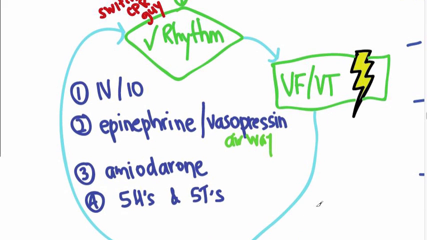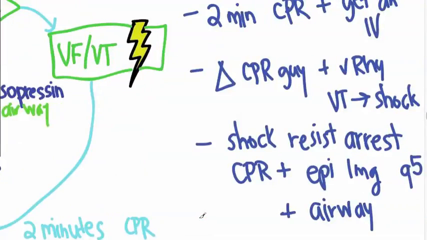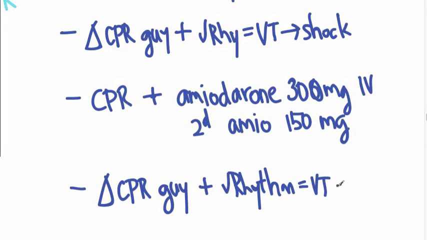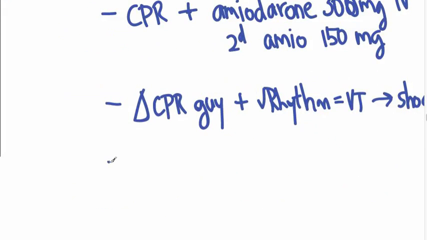So we come back here, we gave the amiodarone, and now we're back here: switch CPR guy, check rhythm, shock, and then do the 5 H's and the 5 T's. Switch CPR guy, at the same time check a rhythm. We'll say ours was VTAC, and we're going to shock. During the 2 minutes of uninterrupted CPR that we do, we'll do the 5 H's and the 5 T's.